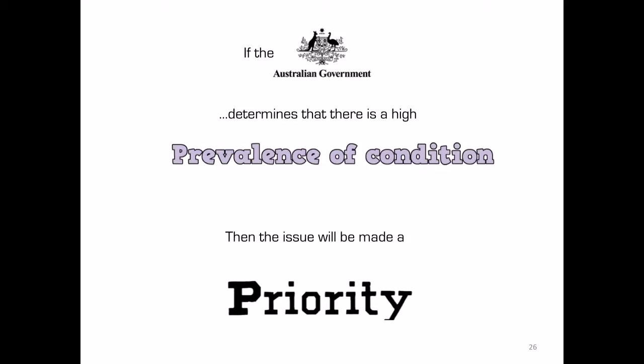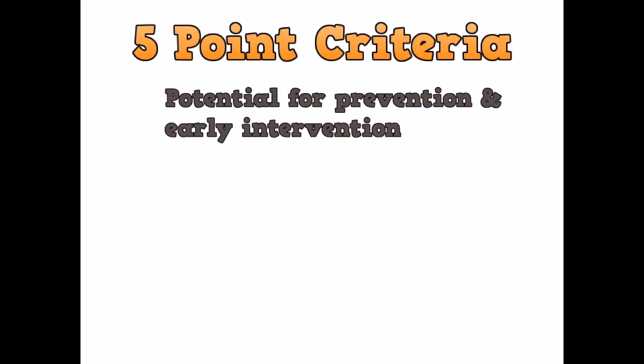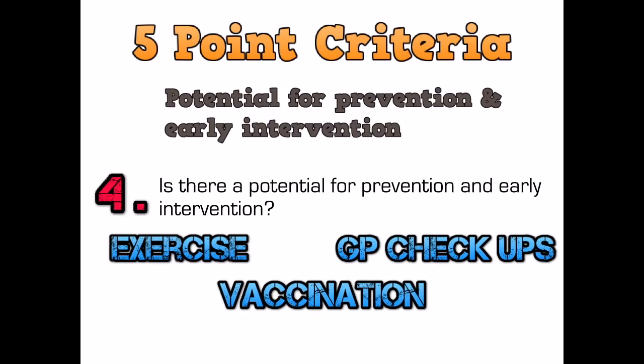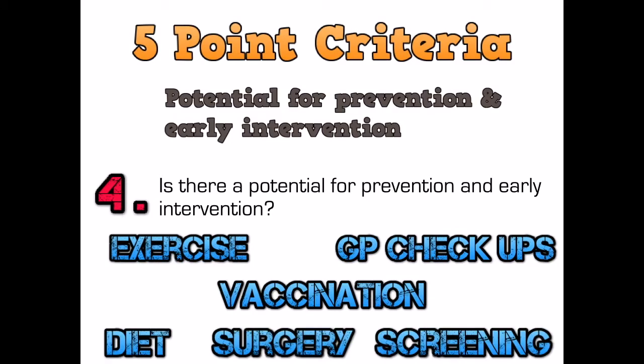Moving on, the next step in the 5-point criteria is the potential for prevention and early intervention. Now, if there is a potential for prevention of a particular disease or early intervention to reduce its impact, then it's likely the government will make this condition a priority. For example, exercise, diet, and GP checkups can help to prevent cardiovascular disease from developing.